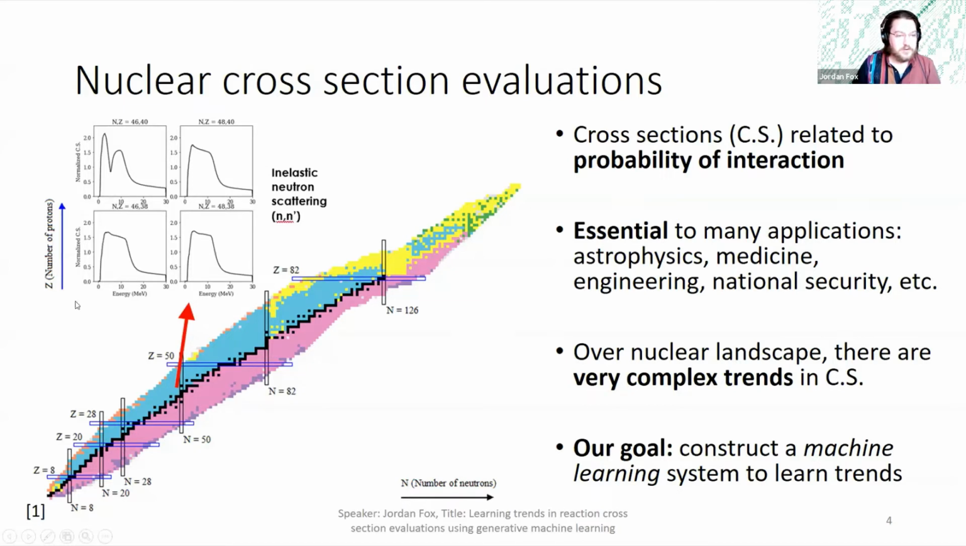So here I'm showing the chart of nuclides with the number of neutrons on the horizontal axis, number of protons on the vertical. And so this 2x2 set of cross sections is just, I've zoomed in basically on one area, and we're just looking at those. But imagine being able to look at the whole space of cross sections here. We would see complex trends, but systematic trends as we move across the chart, basically. And those trends are what we're after in this project.